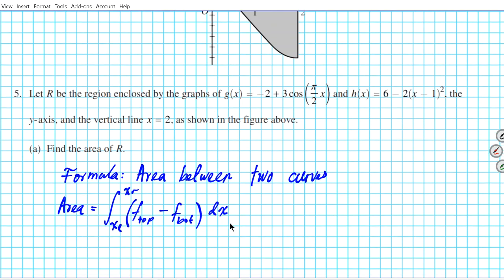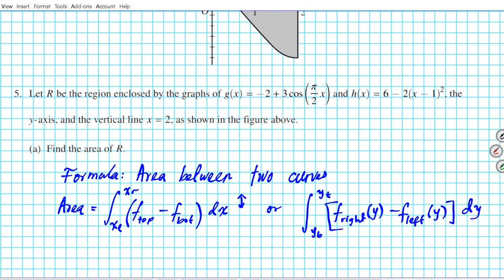Had it been configured horizontally, your area would be the integral from y bottom to y top. It's all going to be y's, and this would be the function on the right, a function of y, minus the function on the left, a function of y. In this scenario it's going to be integration with respect to y. So you see the difference.